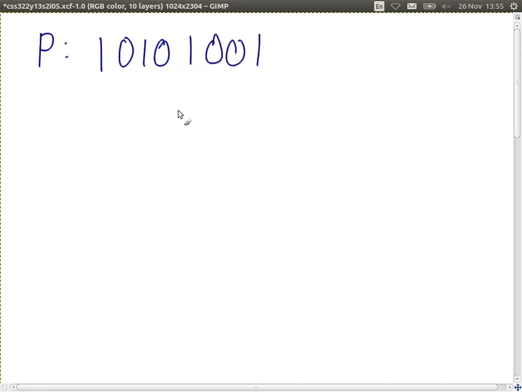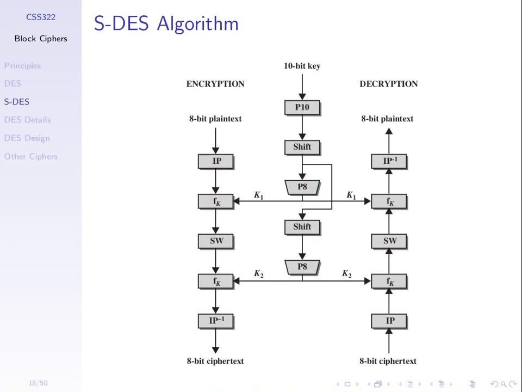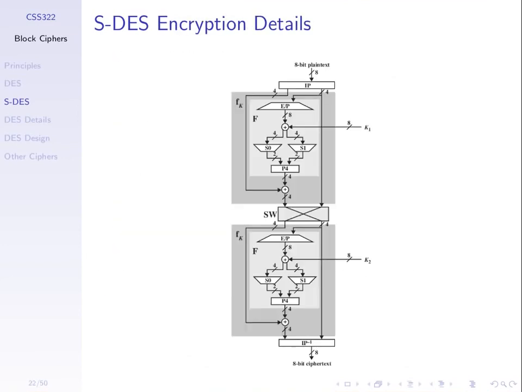So we want to encrypt this 8-bit block. If I had 1,000 bits of plaintext, then I'd have to break it into 8-bit blocks and encrypt 1 block at a time. So what do we do to encrypt? The details are here. A little bit more detailed than the overall diagram.